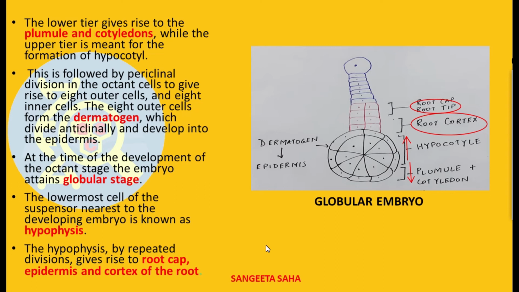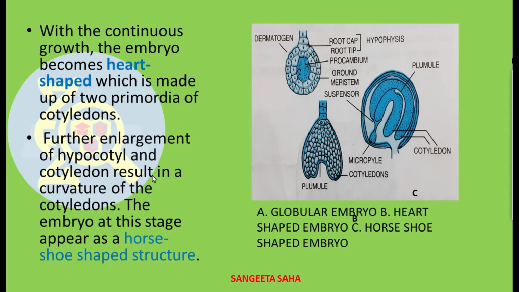Now, there is another change that is going to take place, not only in terms of shape but also in the formation of new tissues and new structures that will appear. The 4 cells towards the suspensor divide continuously to form the root cap and the root tip, leading to the radicle-like structure as I have already mentioned. And the other 4 cells towards the chalaza form the cortex. This whole change forms the root part.